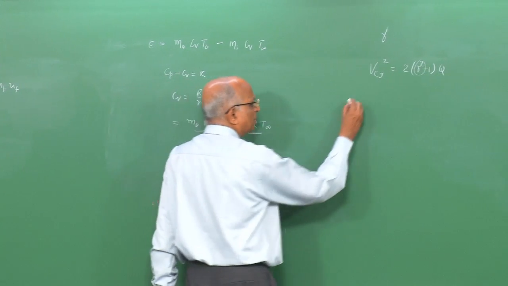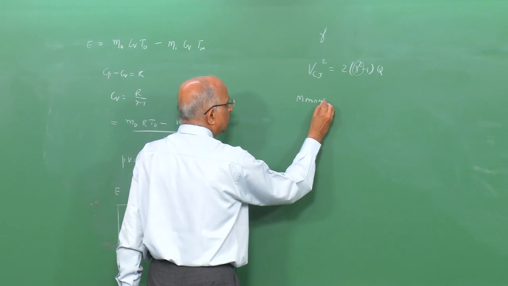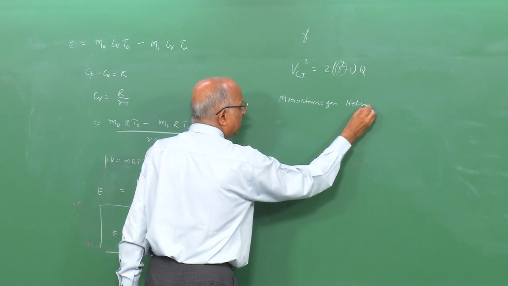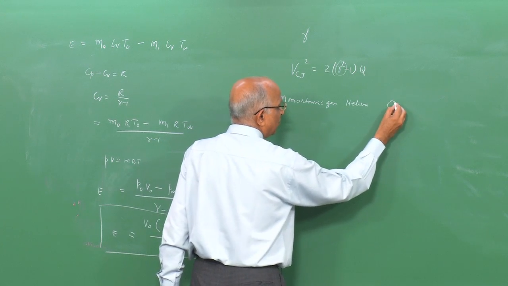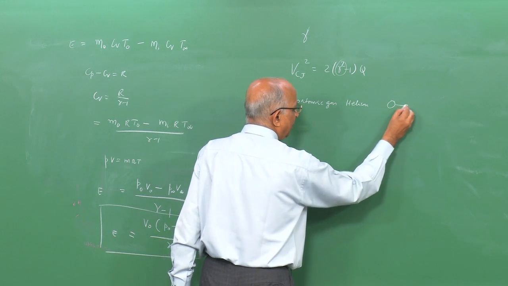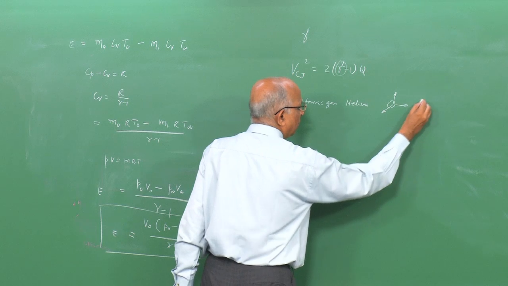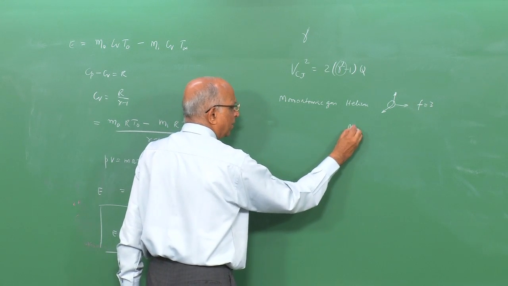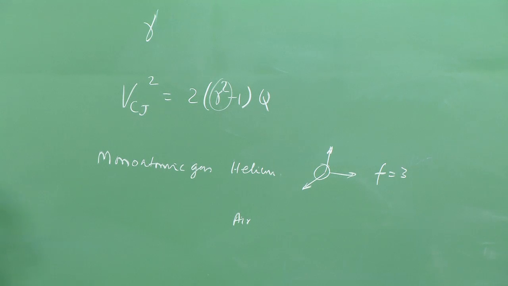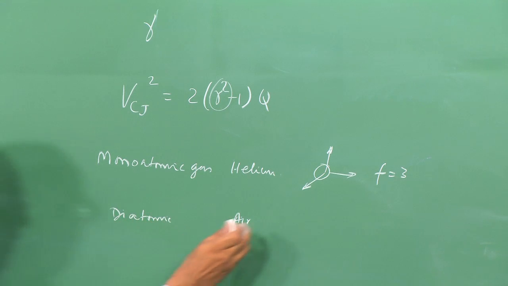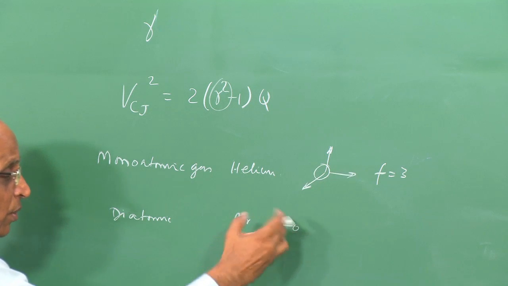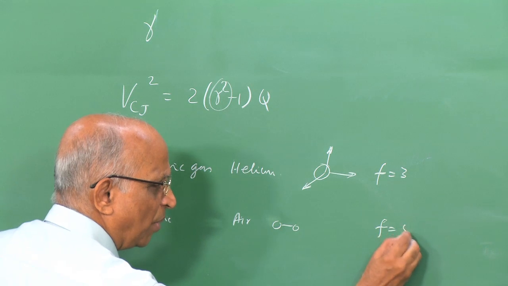Let's say I have a monoatomic gas, something like helium, a simple gas. It has only 3 degrees of freedom, it can move in 3 directions, therefore the degrees of freedom it has is 3. If I take a diatomic gas like air, with nitrogen and oxygen which constitute air, it is diatomic. It has 3 translational degrees of freedom. It can also rotate in 2 directions, therefore the degrees of freedom are 5.